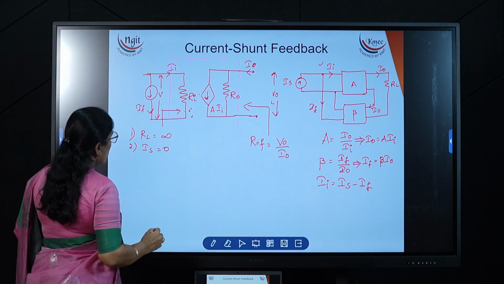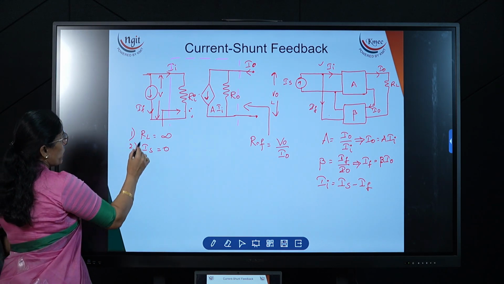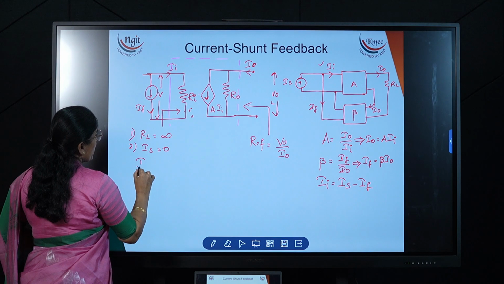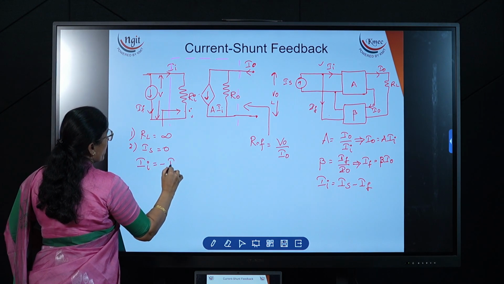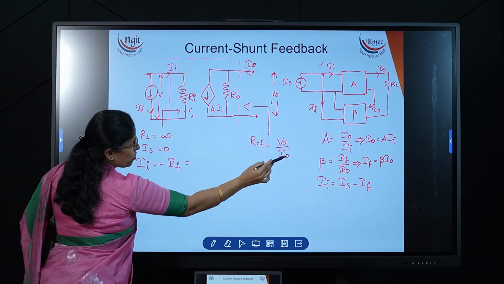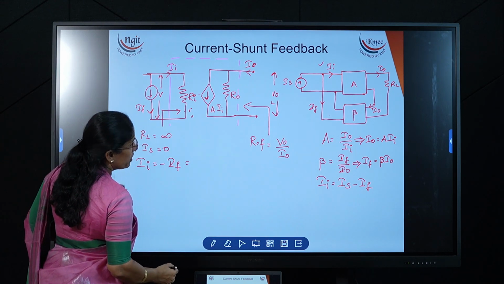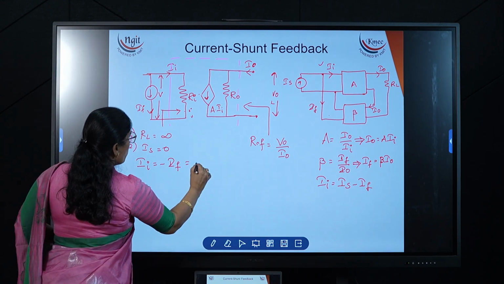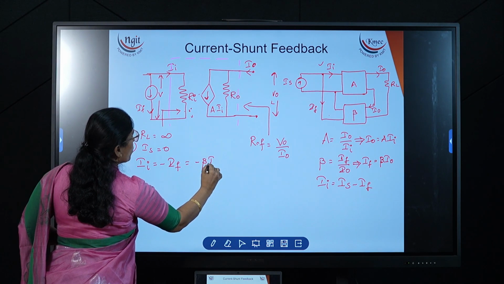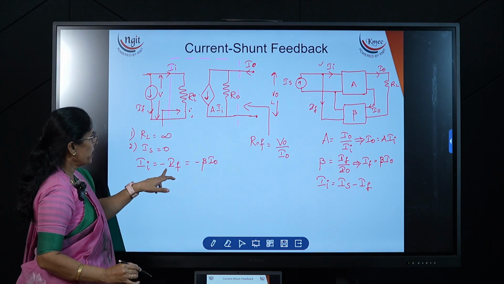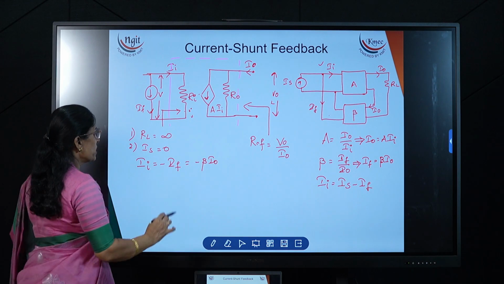Now this is the circuit diagram. From this, for the input, if I am writing the expression, II is equal to minus IF. And IF is equal to minus beta I0. Here minus is there, so minus IF is equal to beta I0. Now this is the expression.